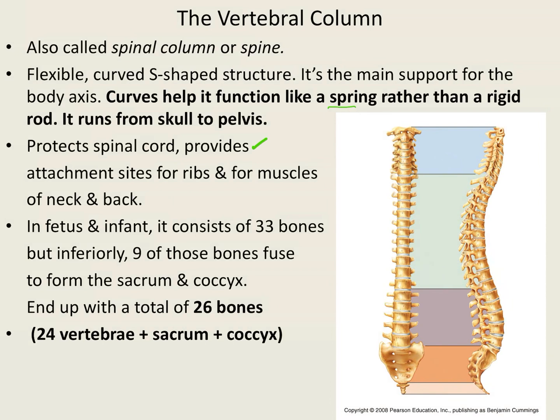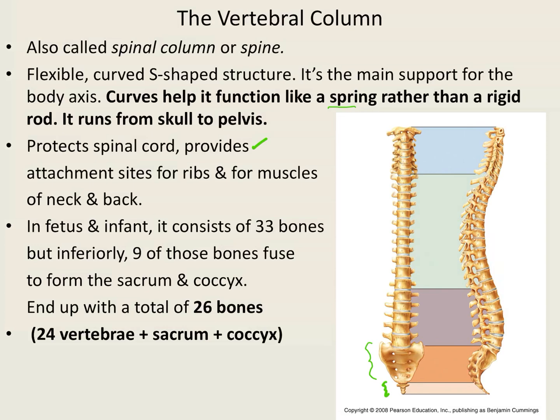You are actually born with more bones than you have as an adult because bones will fuse. About 5 or so bones fuse to form the sacrum, and then you have a few more bones fusing to form the coccyx. So let's look at the curves.